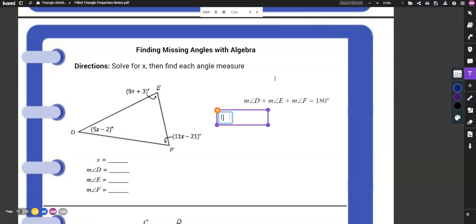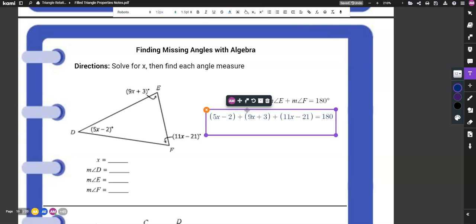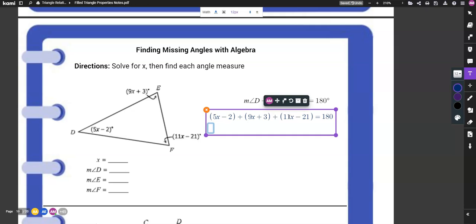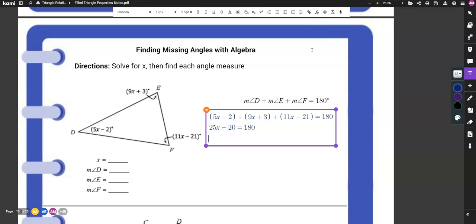So that means we are going to say D, which is 5x minus 2, added to E, which is 9x plus 3, and again added to 11x minus 21, and that will be equal to 180 degrees. Combine like terms. So we have 9 plus 11 is 20, plus 5 is 25, so 25x. Minus 2 and negative 21 is going to be negative 23. Add 3, and that's going to give us negative 20. And that's equal to 180.